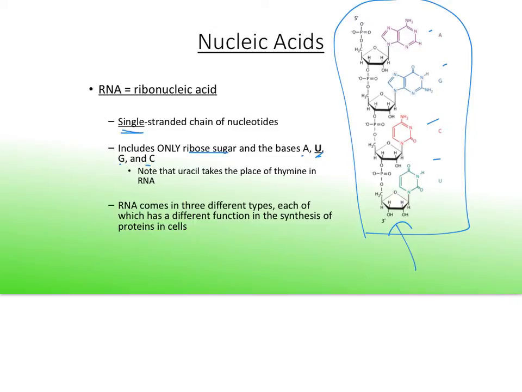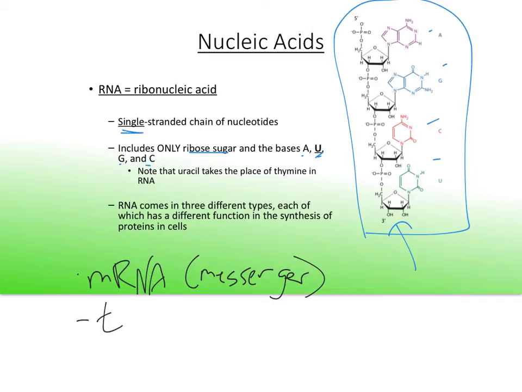Now, the base pairing rules otherwise are the same, but you generally are going to see this as a single strand. RNA comes in 3 different types, each of which has a different role in the cell. But while DNA is a storage form of genetic information, RNA is kind of a more active form. So you might remember you've got mRNA, which stands for messenger RNA. That's going to carry the genetic message out into the cell.